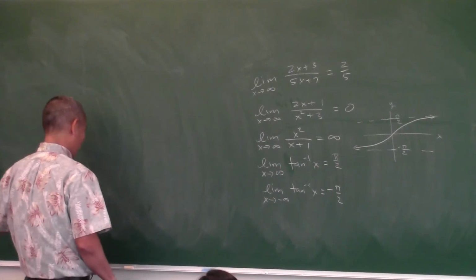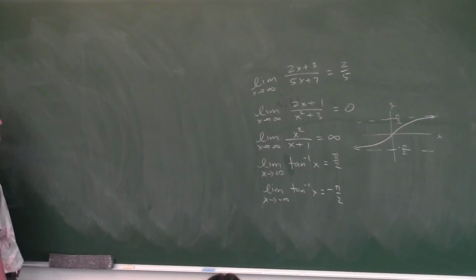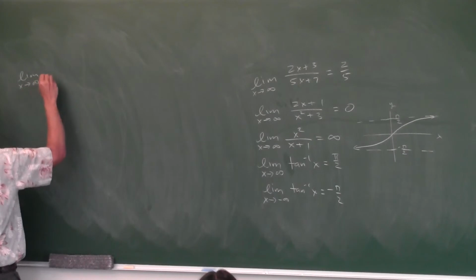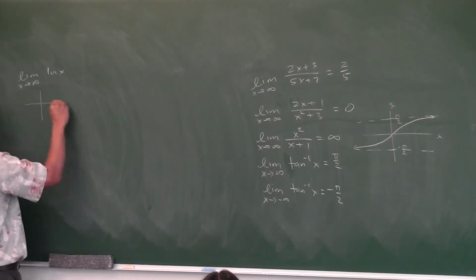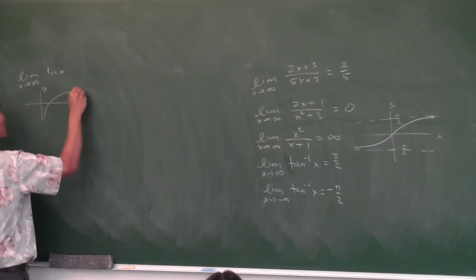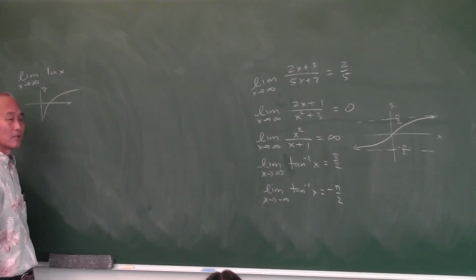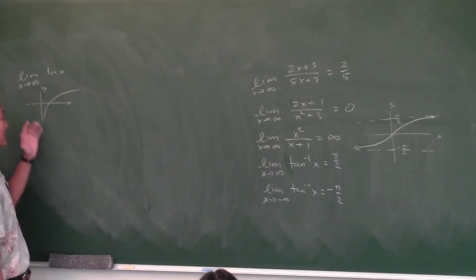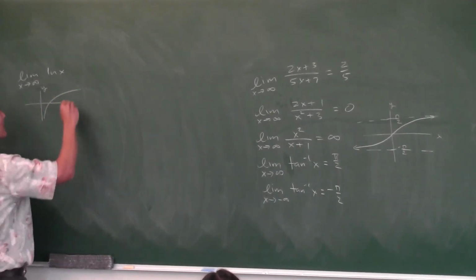Okay, let's look at some more examples. What is the limit as x approaches infinity of natural log x? Think of the graph. Natural log x looks like this. As the graph is going out to the right, is it getting closer and closer to some horizontal asymptote, or is it getting bigger and bigger without bound? Yeah, it just keeps on getting bigger and bigger and bigger, right? Very slowly, but it gets bigger and bigger. So what's the limit?